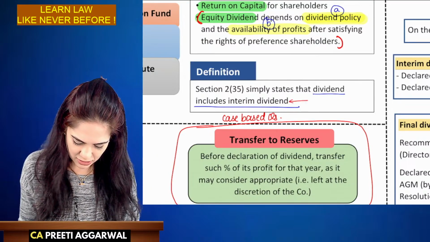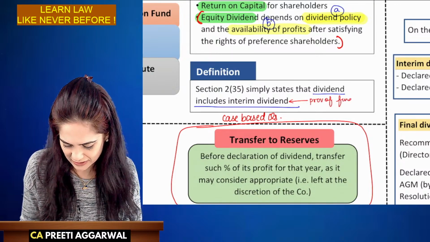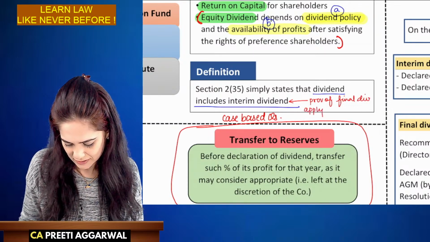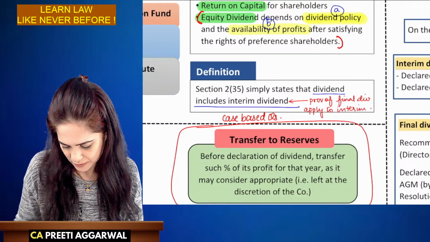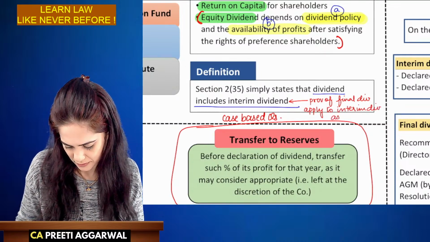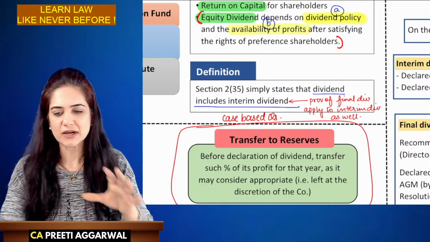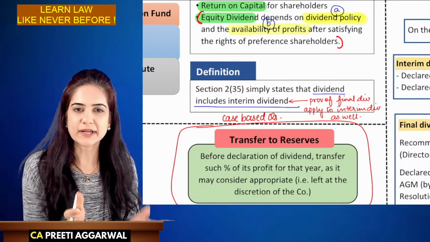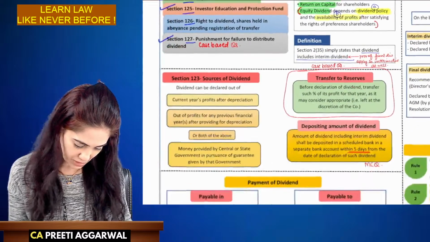So it includes interim dividend. It means that the provisions of final dividend apply to interim dividend also. Okay, so the provisions of final dividend apply to interim dividend also.